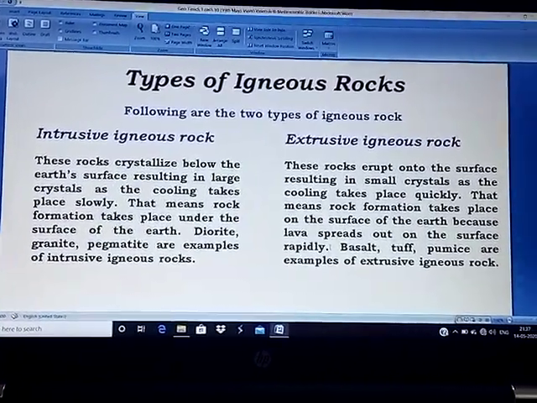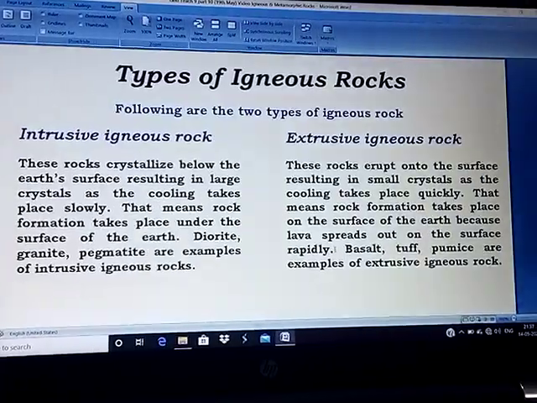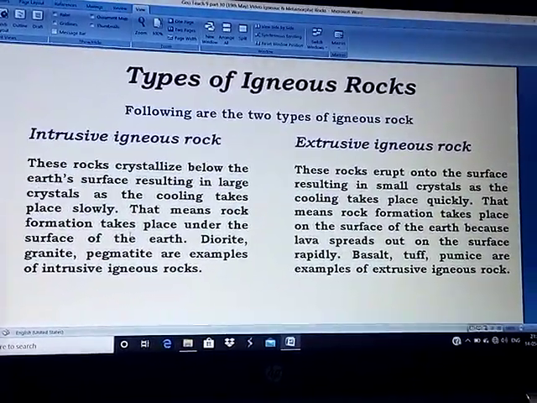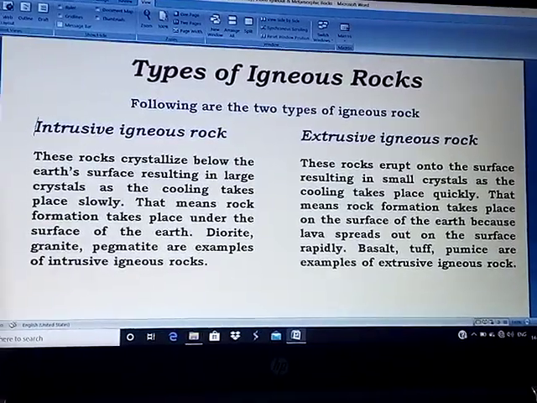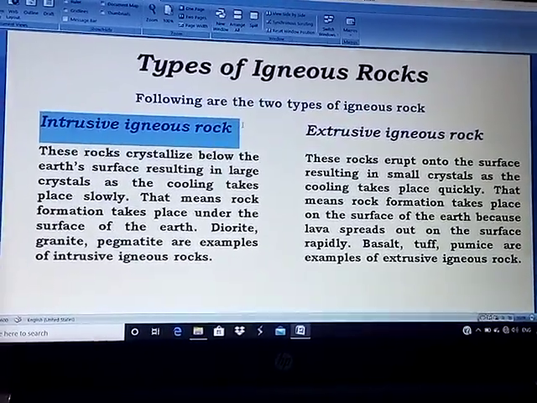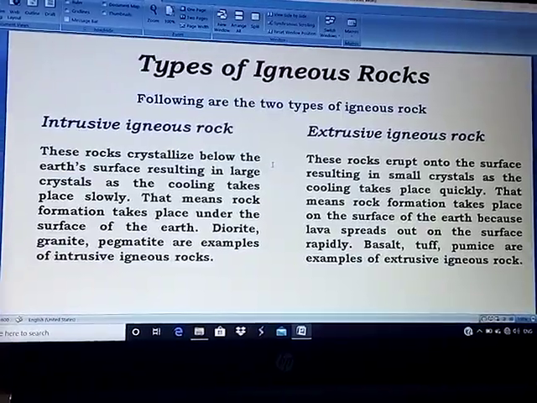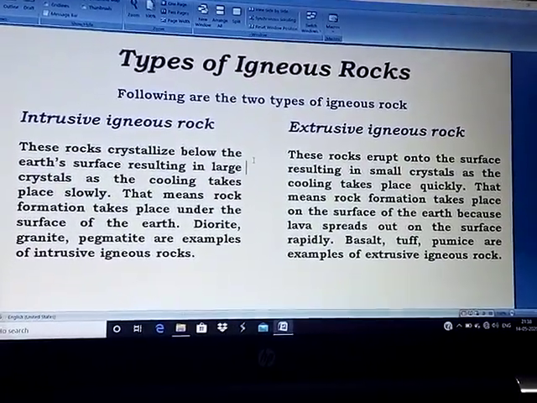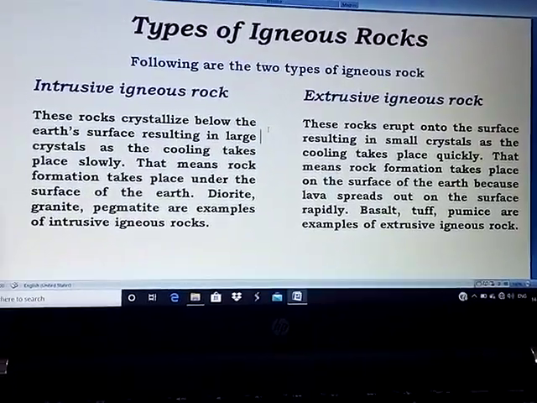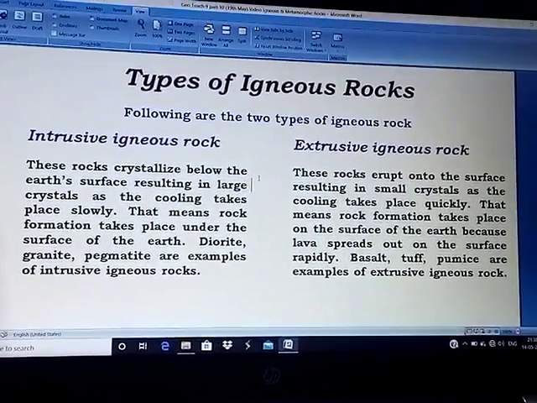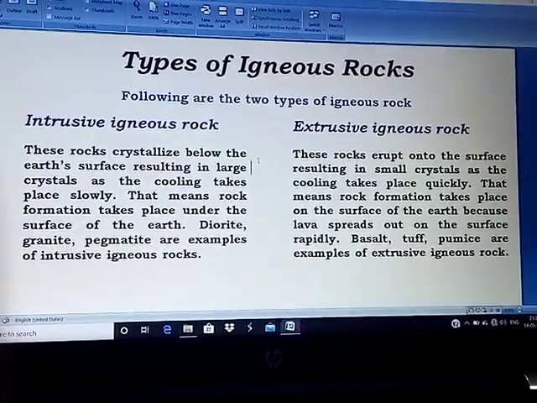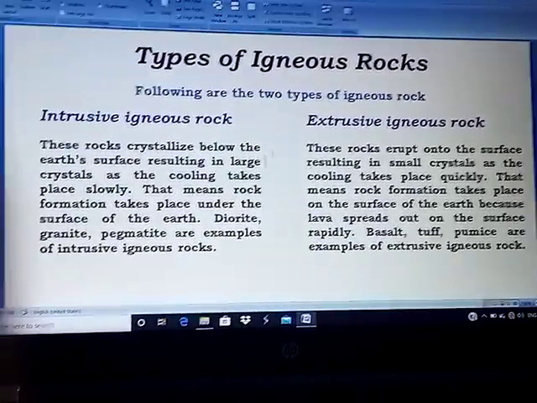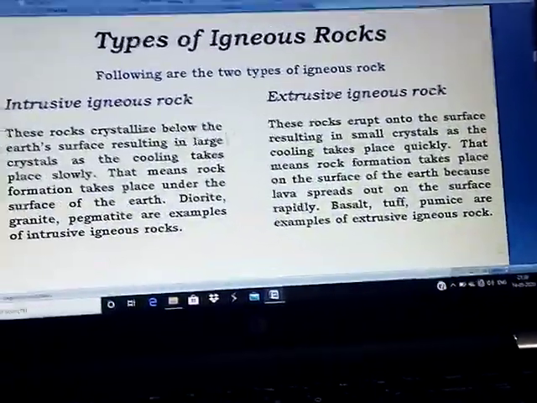One is called the intrusive igneous rocks. The other one is extrusive igneous rocks. Now, intrusive igneous rock, what does it mean? I said igneous rocks are formed due to the solidification of lava or magma. That means the lava and magma is coming out from the core of the earth towards the surface.